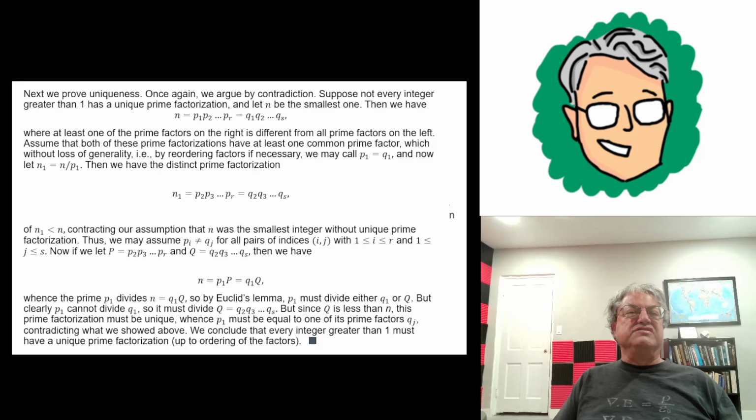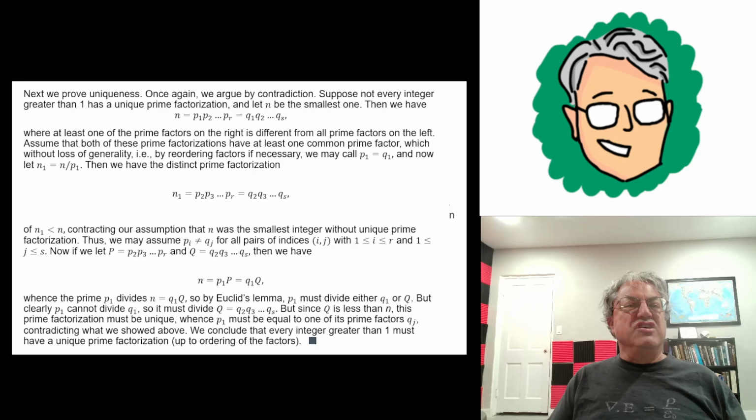If we don't necessarily assume that these prime factors are ordered on both sides, then if they have a common prime factor, we can just say it's p1, which is equal to q1. Well, now what we do is we construct another integer, we call it n1, and we say n1 is equal to n over p1, which is the same as n over q1 because we're already assuming that p1 equals q1. Well, now look what happens.